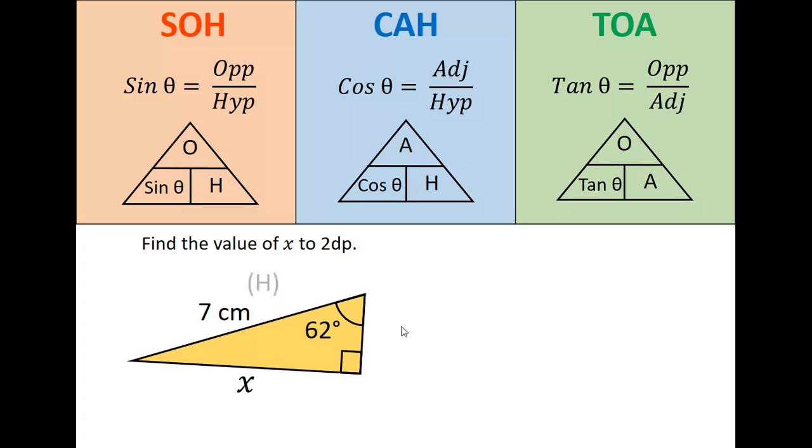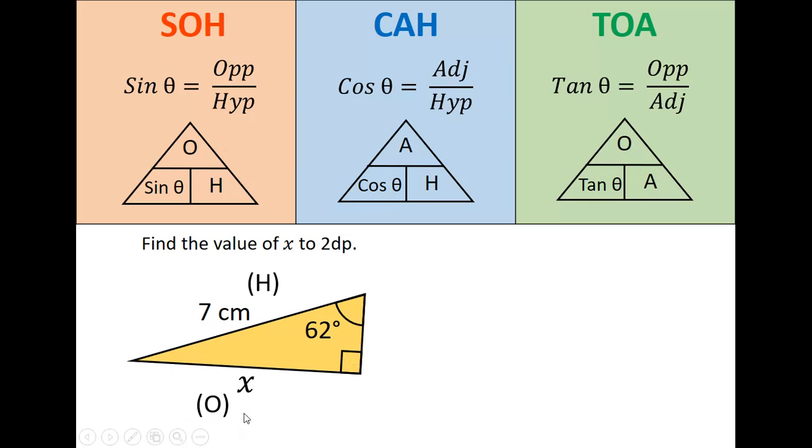The first step would be labeling the sides. That's the hypotenuse, and that's the angle, and the side opposite to the angle is the opposite side. Notice I did not label the adjacent side because there's no value provided for the adjacent side, and also we don't need to identify it as there is no letter either.